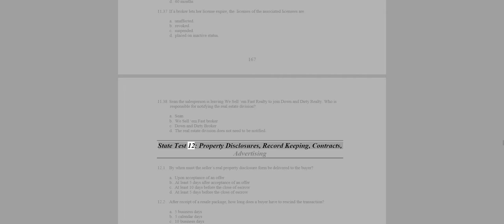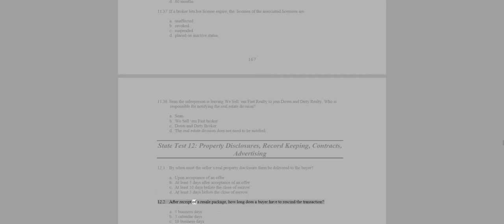State Test 12, Property Disclosures, Record Keeping, Contracts, Advertising. 12.1 By when must the seller's real property disclosure form be delivered to the buyer? A. Upon acceptance of an offer. B. At least 5 days after acceptance of an offer. C. At least 10 days before the close of escrow. D. At least 5 days before the close of escrow.